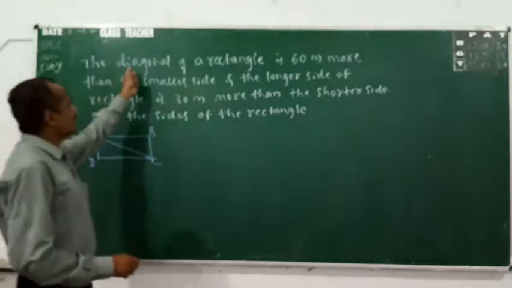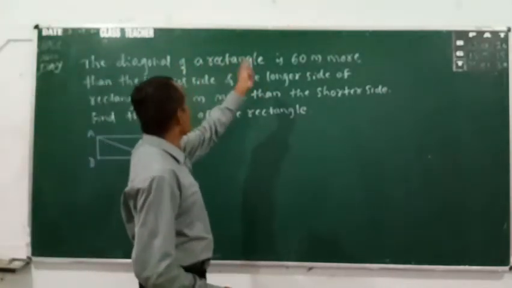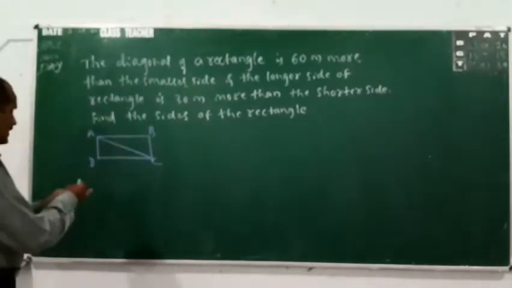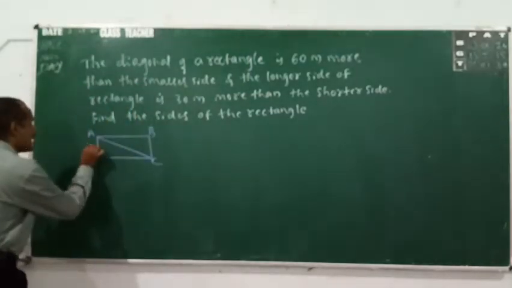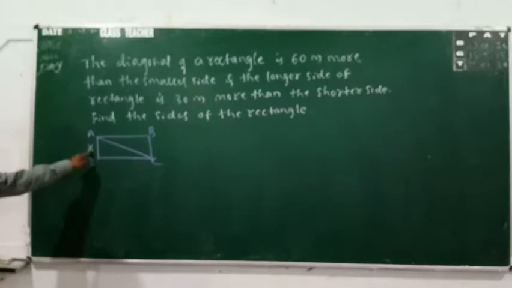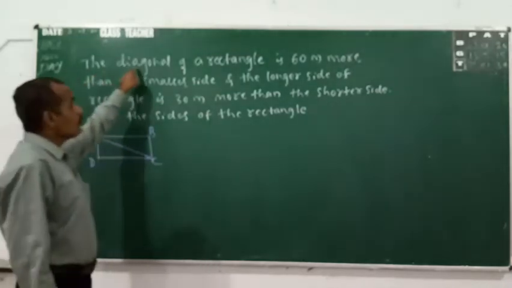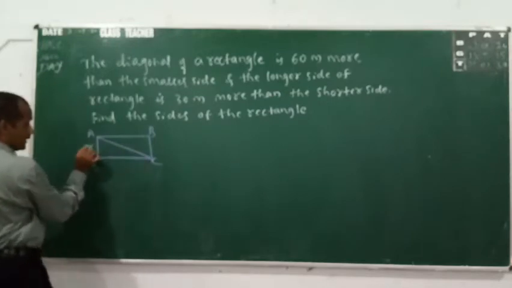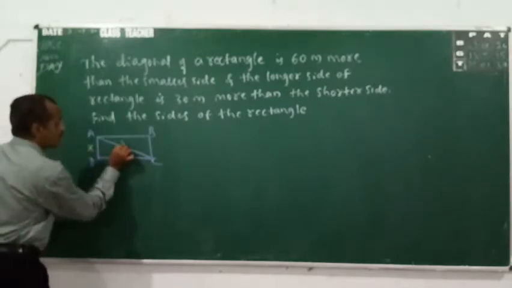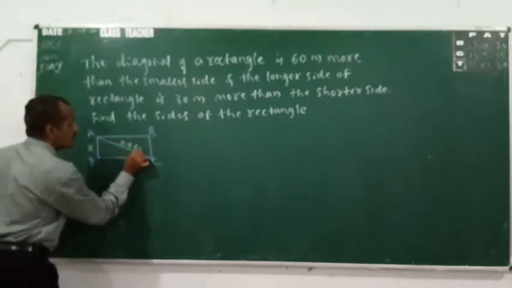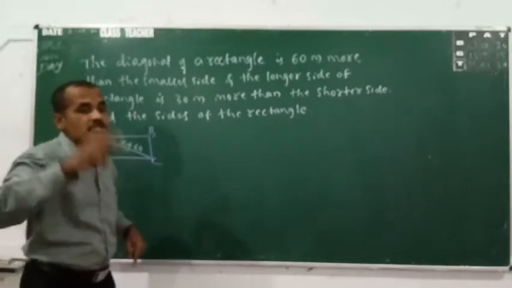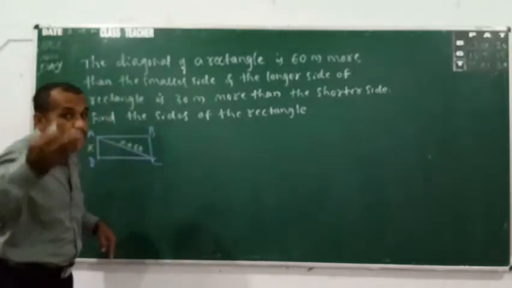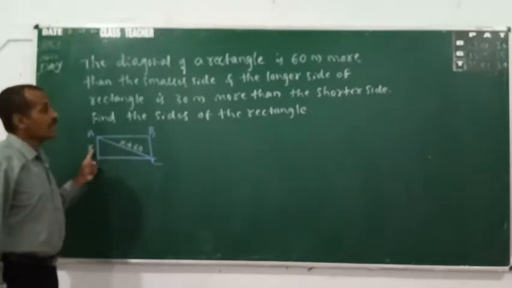The diagonal of a rectangle is 60 meter more than the smaller side. I will call the smaller side as X. And the diagonal is 60 meter more than the shorter side. I will call this X plus 60. 60 meter more compared to what? Compared to the smaller side.